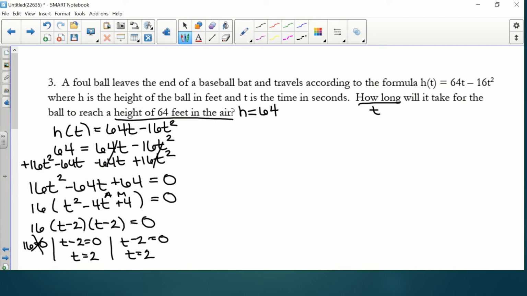That makes life easy on us. We don't have to reject anything. It looks like when t is 2, which means after 2 seconds in the air, the foul ball is going to reach a height of 64 feet. Okay, so how long will it take for the ball to reach a height of 64 feet? 2 seconds.